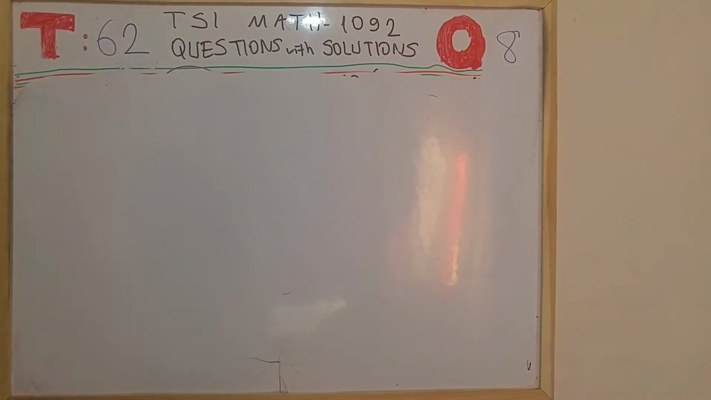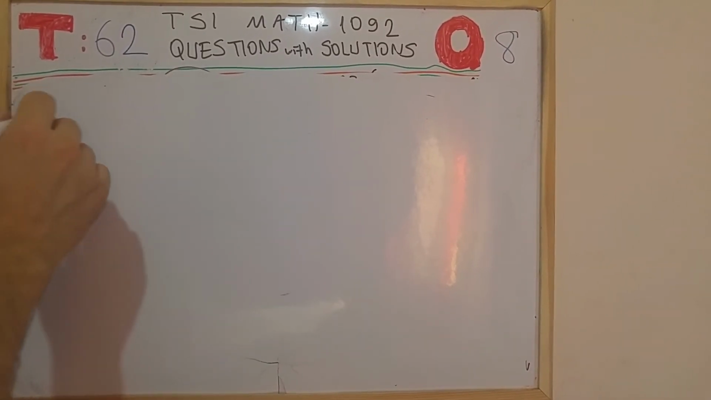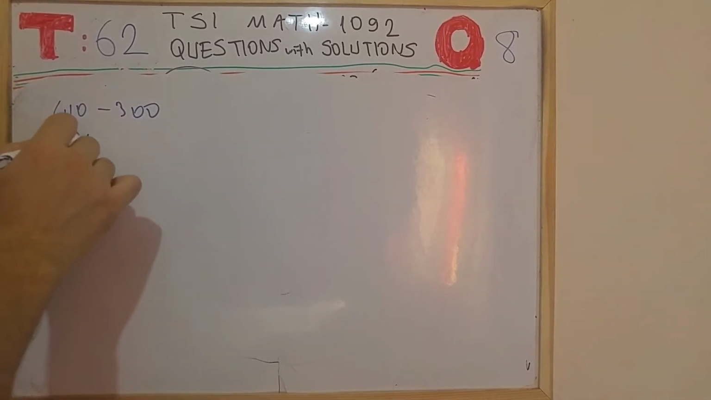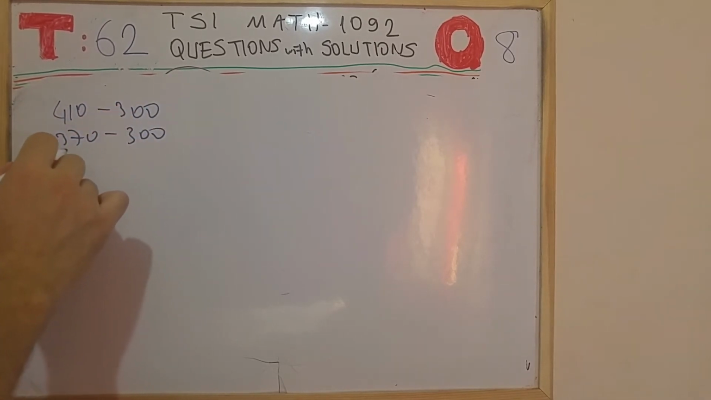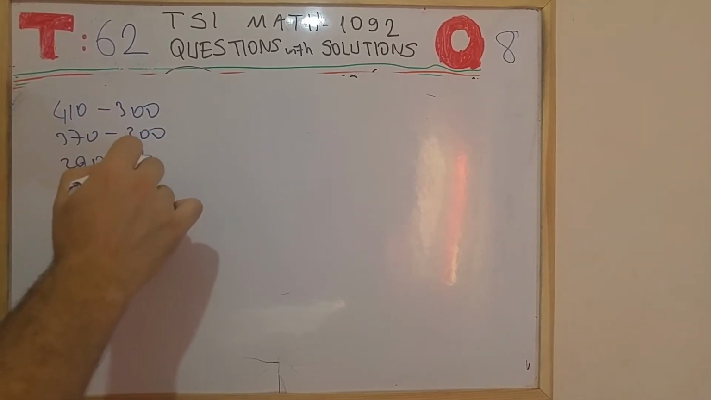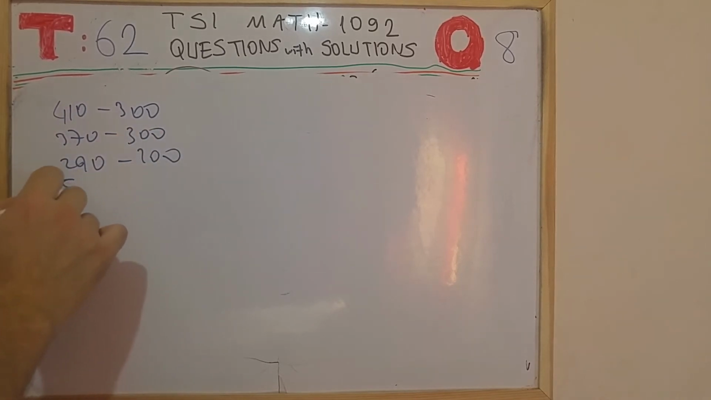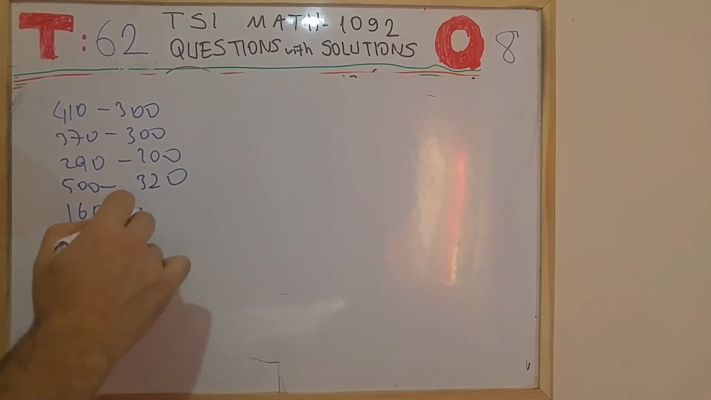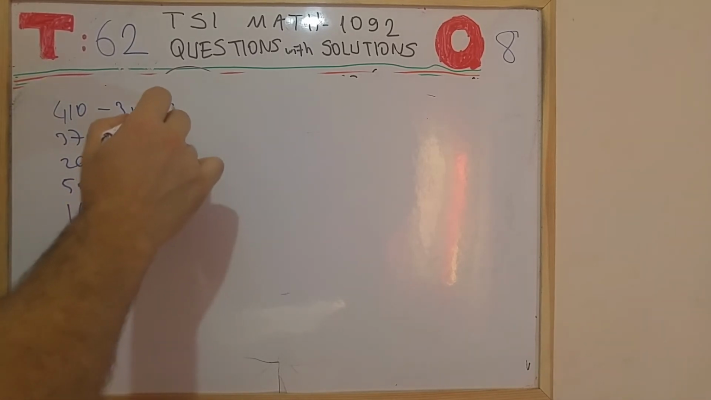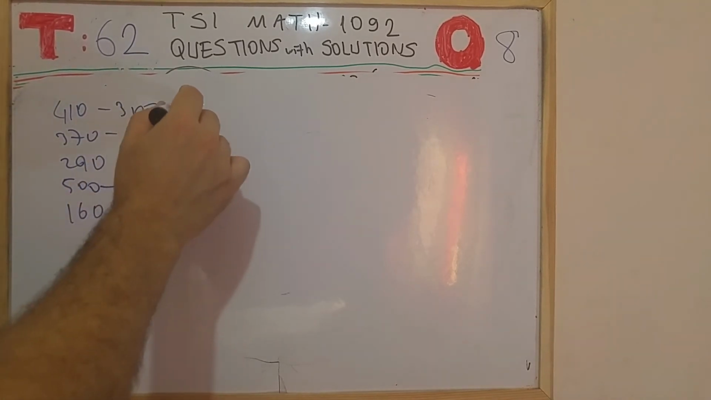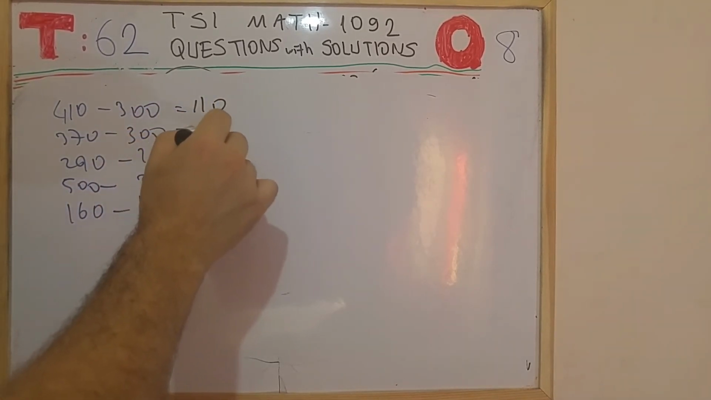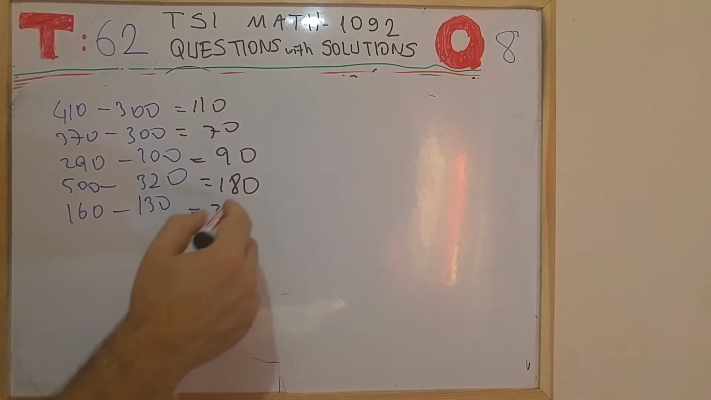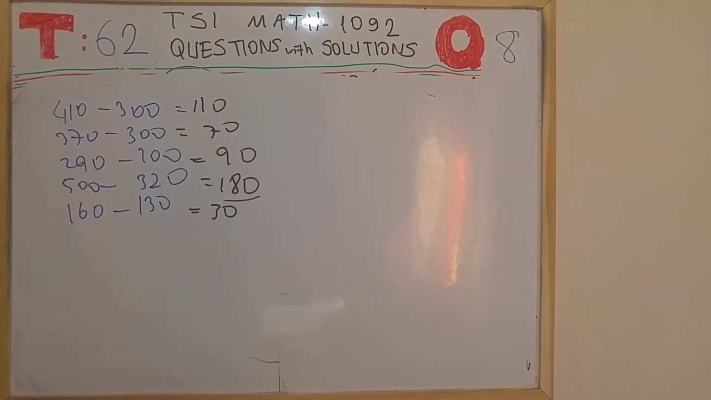We have to have a look at the differences for those. For basketball, that is 410 minus 300, and for football it's 370 minus 300. For tennis, that's 290 minus 200. For swimming, that's 500 minus 220, and for volleyball, that's 160 minus 130. These are equal to, respectively, 110, this is equal to 70, this is equal to 90, this is equal to 180, and this is equal to 30. So the answer is swimming.